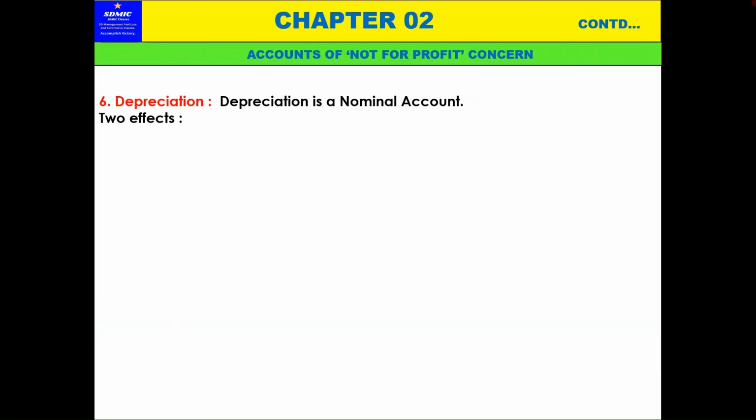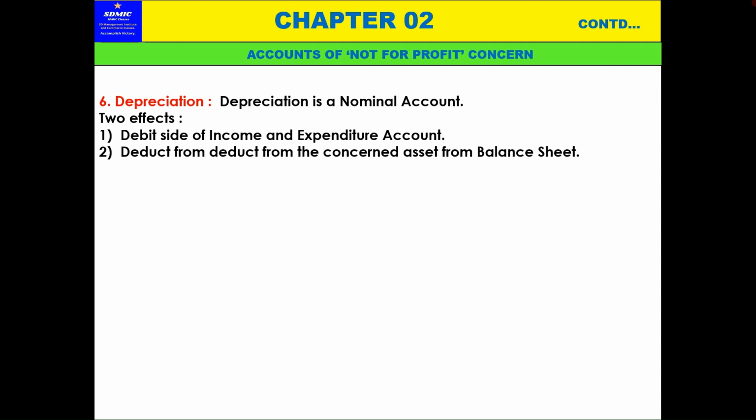Now today we will mention the details from the 6th point onwards. Depreciation, that was also there. Depreciation is a nominal account, 2 effects will be given. On the debit side of the income and expenditure, it will be the amount of depreciation. What is depreciation? It means wear and tear, and the part of the value of the asset is written off over a period. For the life of the asset, it is called depreciation.